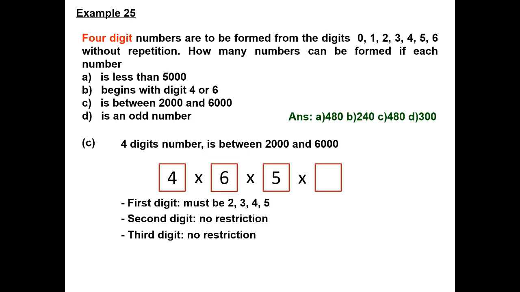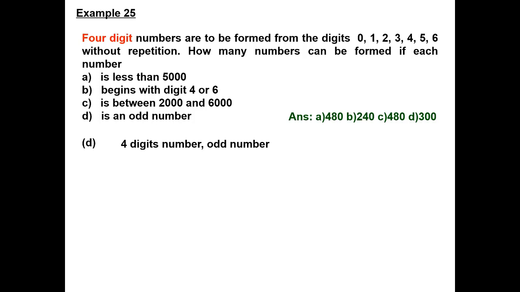2 numbers have been used for the first and second digit, so we have 5 numbers left. Because there is no restriction for the third digit, we have 5 choices. Lastly, there is also no restriction for the fourth digit. 3 numbers have been used. We still have 4 numbers left. So for the fourth digit, we have 4 choices of numbers. So our permutation is 4 times 6 times 5 times 4 equal to 480.